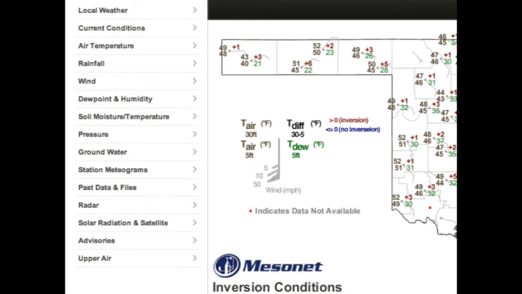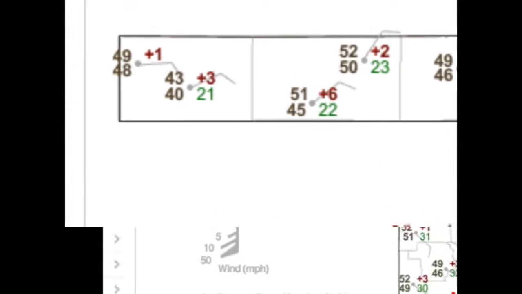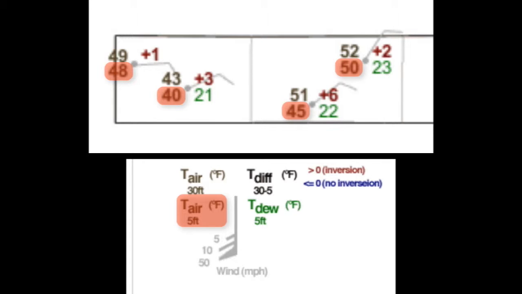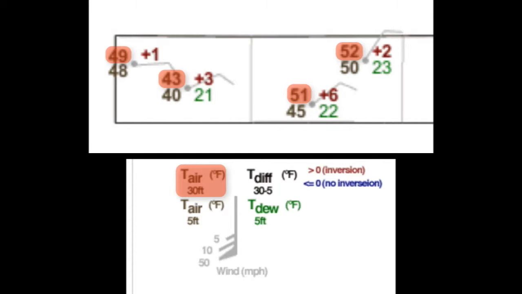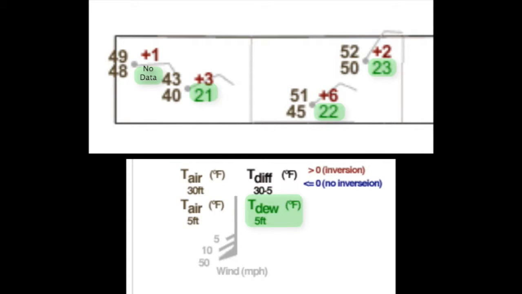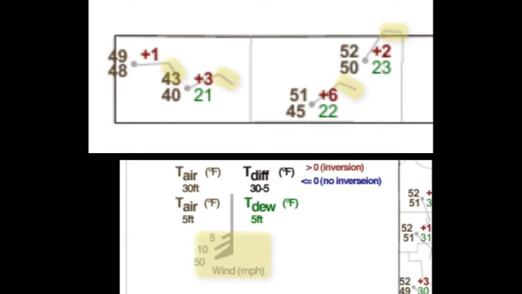Each Mesonet site on this map contains 5 observations: temperature at 5 feet, temperature at 30 feet, dew point, wind speed, and wind direction. On the upper right-hand side of the station plot, you'll find inversion information. This information is obtained by subtracting the air temperature at 5 feet from the air temperature at 30 feet.